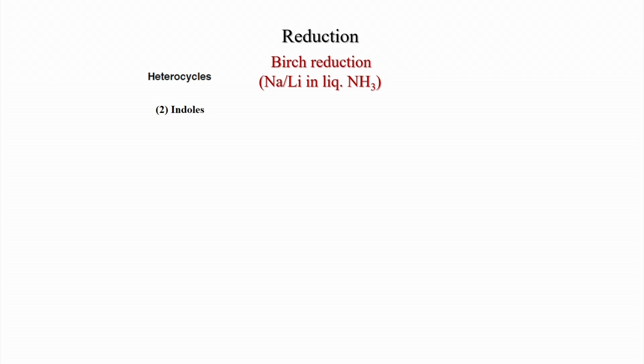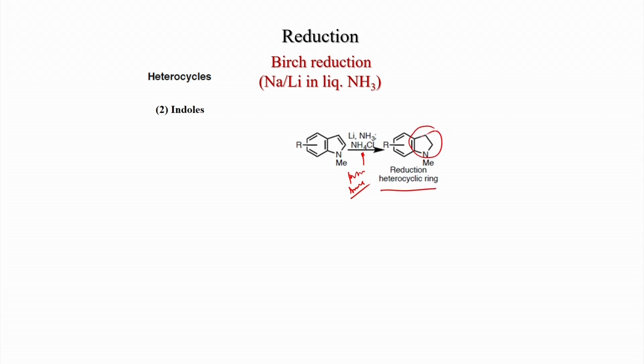Not only pyrroles, indoles can also be treated with these conditions. Here, this N-methyl indole, if you treat with lithium, ammonia, and ammonium chloride as the proton source, then the reduction happens in the heterocyclic ring. So, the heterocyclic ring is reduced, and this is very important. In the Birch reduction here, the electron is the reducing agent, not a hydrogen source. So, the electron adds to this system and it is reduced.